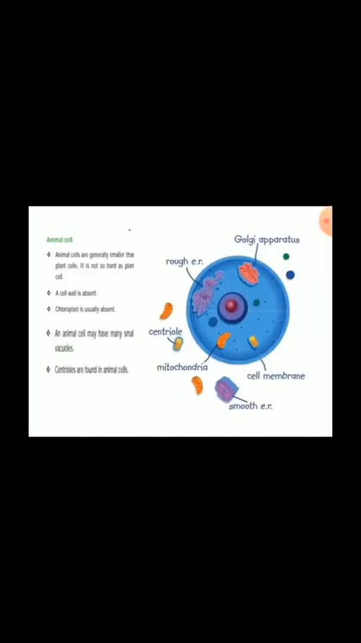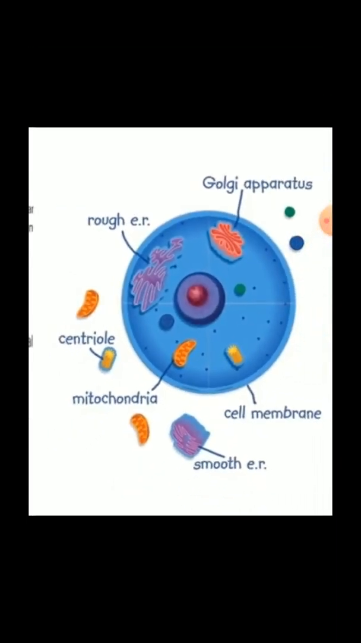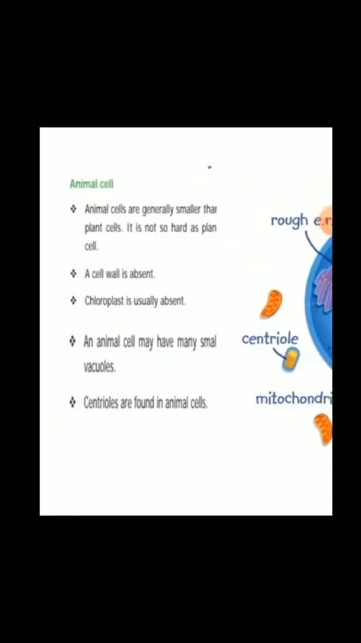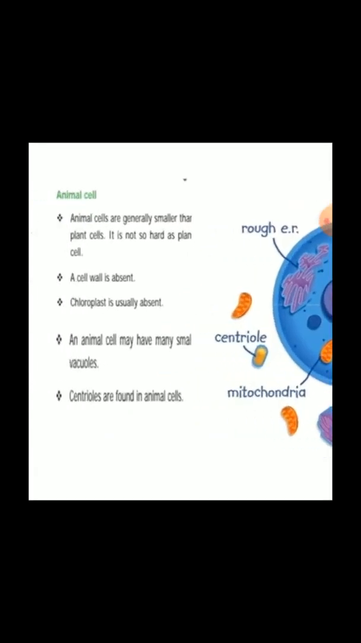Next one is the animal cell. See this diagram? This is the animal cell. The red part is called the Golgi apparatus. Next, this is the cell membrane. This is the smooth endoplasmic reticulum. Next, this is the mitochondria. This yellow part is called the centriole, and this place is the rough endoplasmic reticulum. Okay, these are the animal cell explanations. So here we see the animal cell briefly.